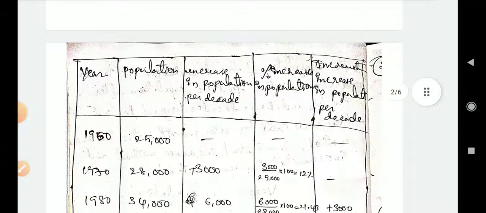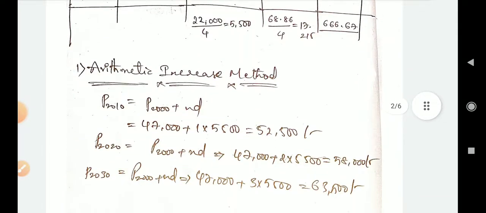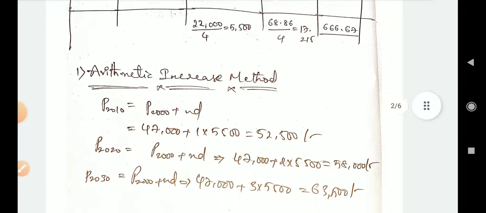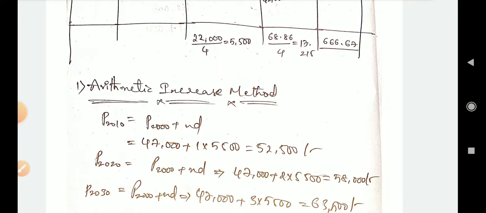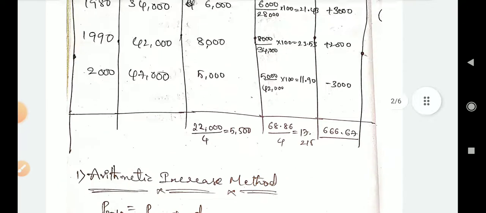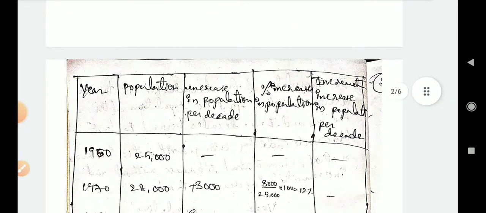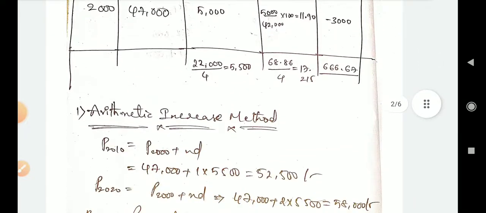Now draw a table before calculation. Arithmetical method. First of all, Pn plus nd, this is a formula. How many decades are given in the question? 3 decades: first, second, third. 2000, 2010 is one decade, 2020 second decade, 2030 third decade. So 3 decades first.